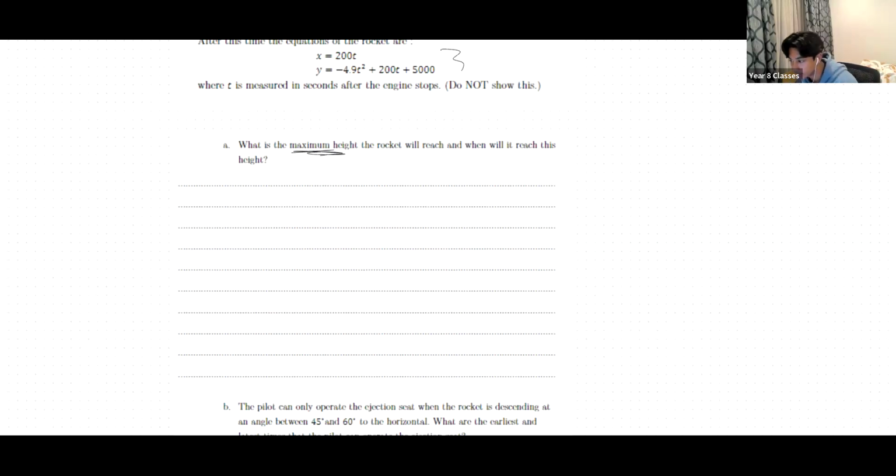Oh, you're muted, by the way. When the vertical velocity is 0. Yep. And how am I going to write vertical velocity in terms of x or y? In terms of dots.